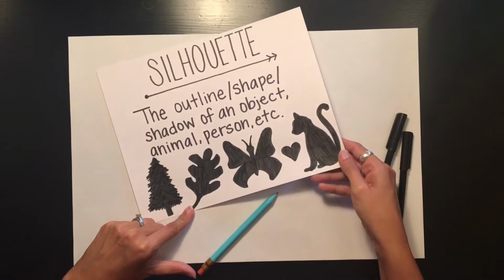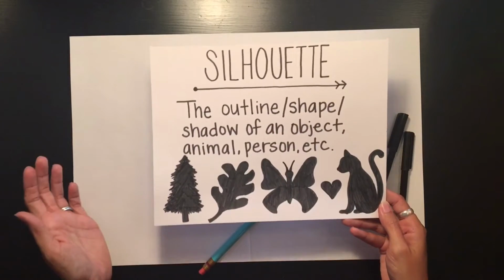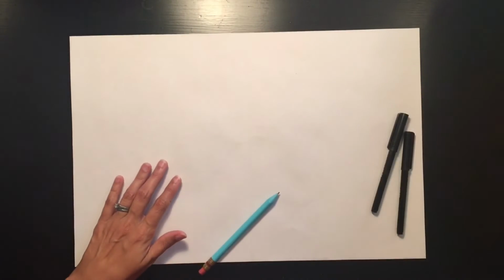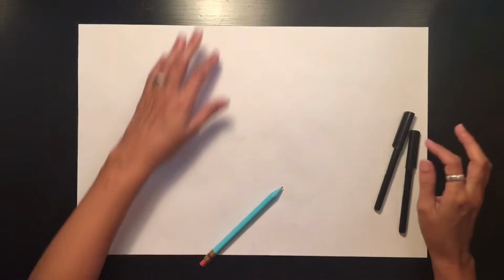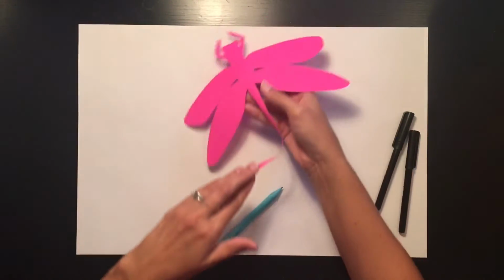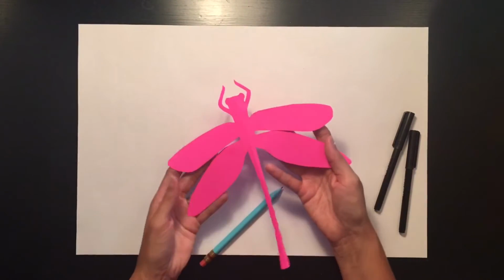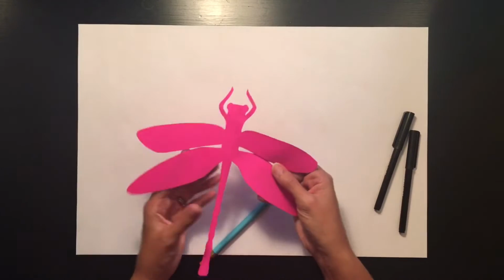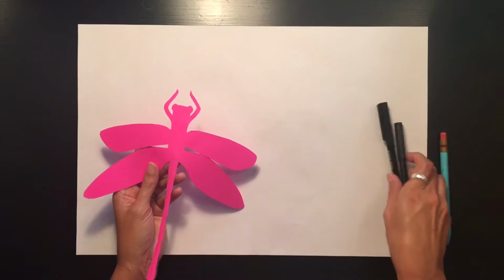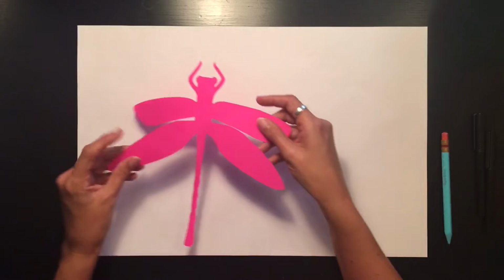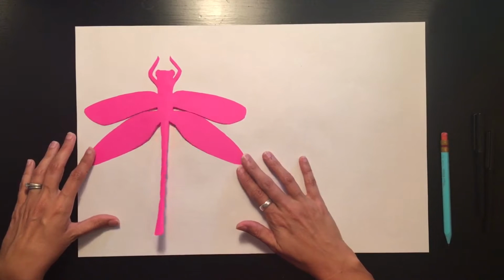So you'll begin by creating a drawing on your cardstock piece of paper of whatever type of silhouette you want to create. I chose to go with a dragonfly, and I've already cut my stencil out. And so now I will play around with the space and position on my paper and figure out what creates an interesting composition.